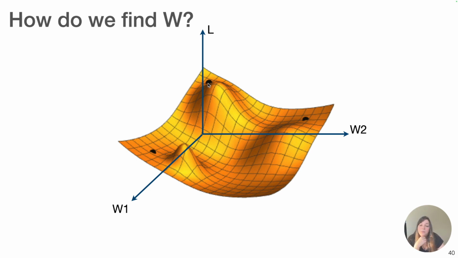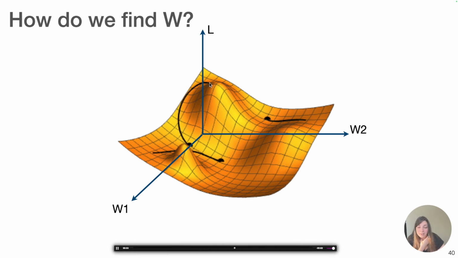So initially, when you first assign W1 and W2, you will pick them randomly. So you could start, for example, where this dot is. And using gradient descent, you will step down this sort of mountain. You will step down the mountain until you reach some local minimum. And this is how you learn W basically.